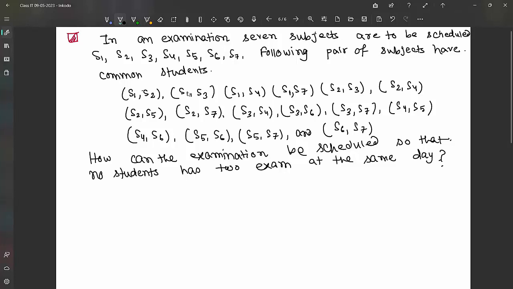So this is a coloring problem. Is there any doubt that it is a coloring problem, and from which angle it is a coloring problem? Is there any doubt?